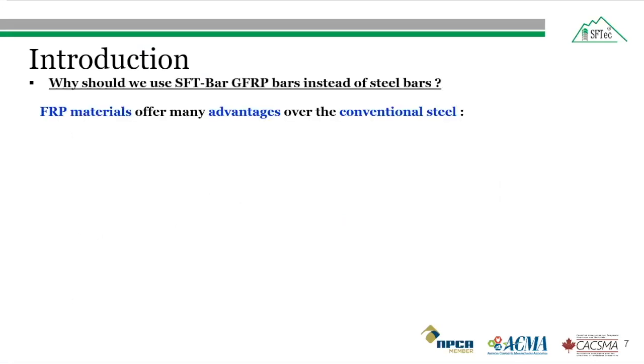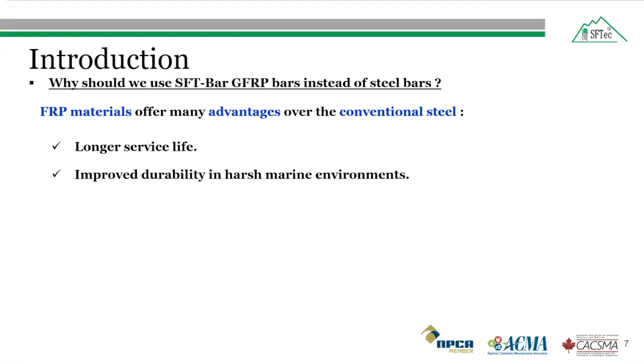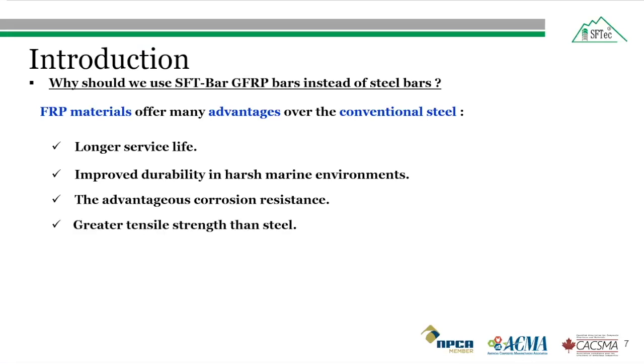Some of the advantages of the SFTec glass fiber reinforced polymer bar over the conventional steel bar are that it has a longer service life because of its corrosion resistance. Therefore, improved durability in harsh environments such as construction near coastal areas, in North American cold and in non-North American cold climate. The fiber reinforced polymer bar has better resistance against corrosion compared to the steel bar. And as I told earlier, the tensile strength of fiber reinforced polymer bar is 2 to 3 times more than that of the steel bar.